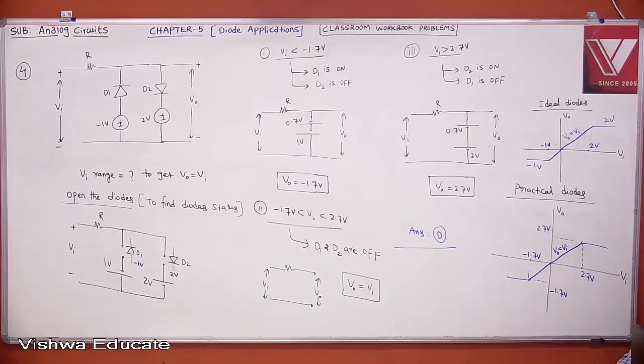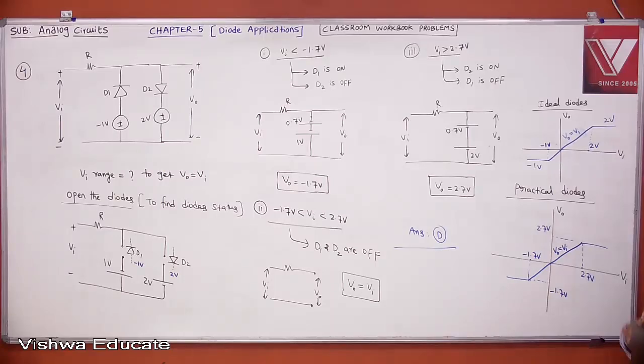With this, the problem is over. You could find for what input voltage range your V0 is equal to Vi. We got that within minus 1.7 to 2.7, your V0 is equal to Vi. But now, this is the transfer curve, right? If I give a sine wave instead of giving some Vi, what is your output? That also we can find.